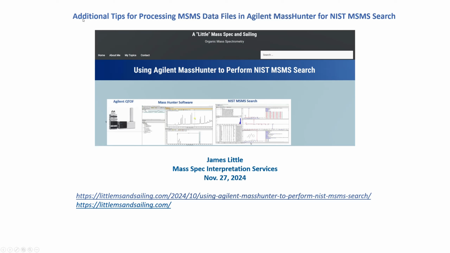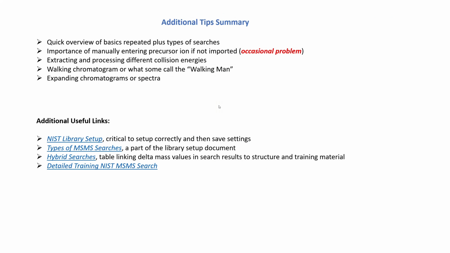I wanted to give you some additional tips for processing MSMS data files in the Agilent MassHunter software for the NIST MSMS search. This is a quick overview of the basics repeated in the first video I made, plus types of searches that can be performed, and the importance of manually entering the precursor ion if not imported. That's just an occasional problem, but I need to show you how.